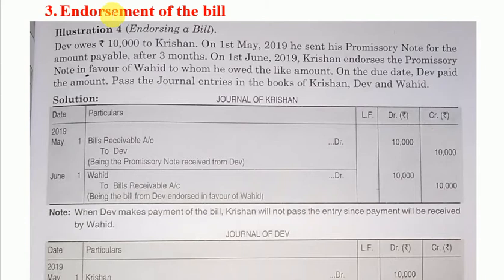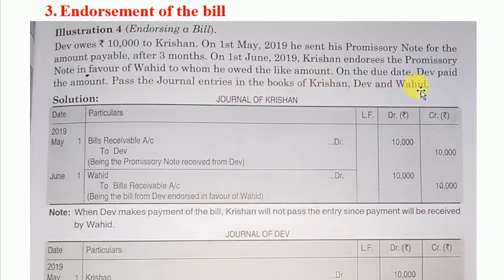Let us see illustration 4 of your textbook, which says Dev owes rupees 10,000 to Krishan. On 1st May 2019, he sent his promissory note for the amount payable after 3 months. Children, let us treat this word promissory note as bills of exchange. Let us replace this word promissory note with bills of exchange to understand the question. On 1st June 2019, Krishan endorses the promissory note in favor of Wahid, to whom he owed the like amount. On the due date, Dev paid the amount. Pass the journal entries in the books of Krishan, Dev, and Wahid.